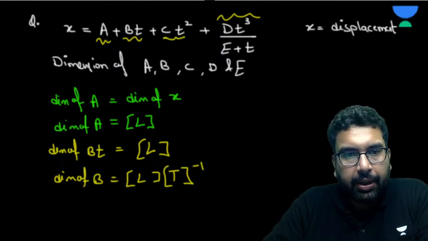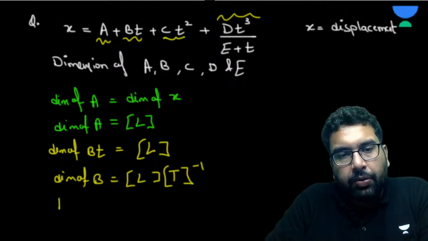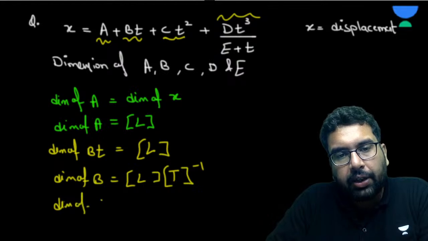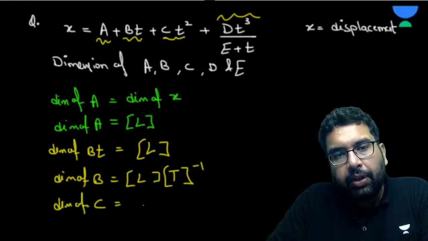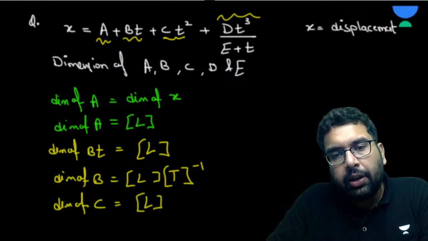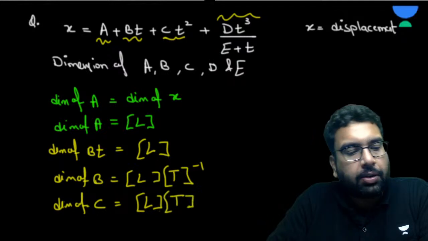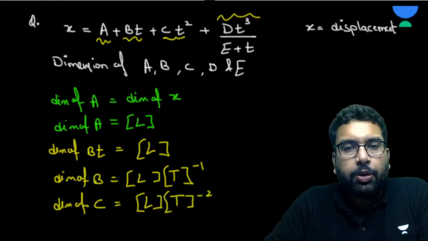Now similarly, what will be the dimension of C? So the dimension of X is L, and it is divided by T square, so T will go in the denominator and it will become T minus 2. Right, so simple approach.